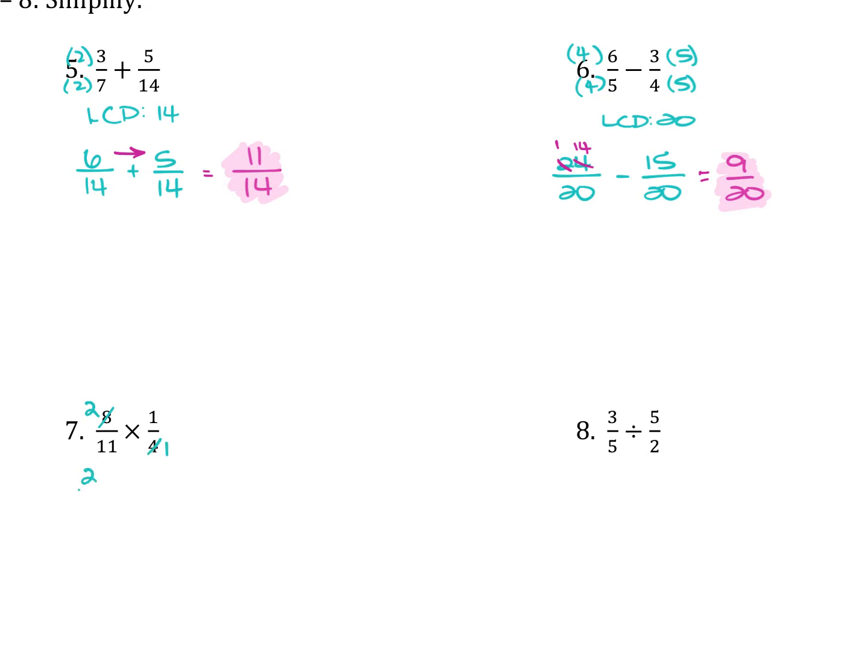So now we just have 2 over 11 times 1 over 1. When you're multiplying fractions, you multiply straight across. So this just gives us 2 over 11.